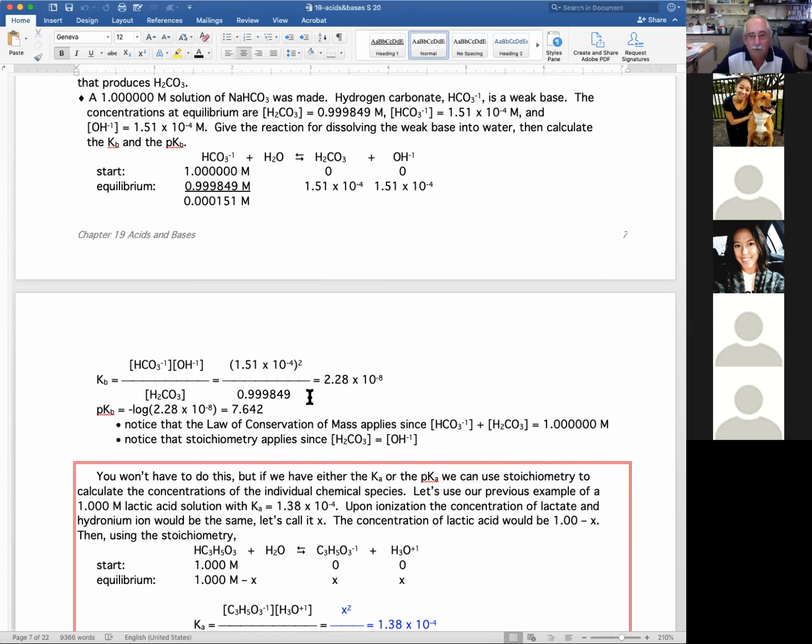By the way, is this a strong base or a weak base? 10 to the -8th is an incredibly small number, isn't it? So that means that this reaction doesn't go very far. And look at the numbers up here that reflect that. I made a 1 molar solution, but not very much of it formed products. It's a weak base.